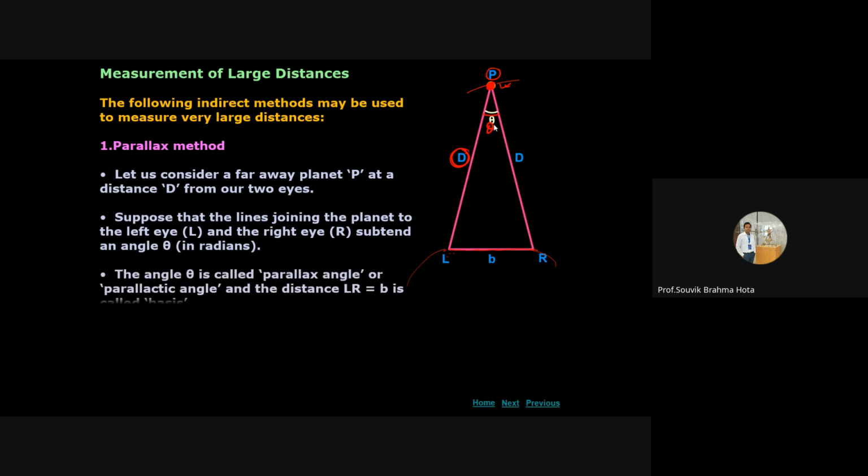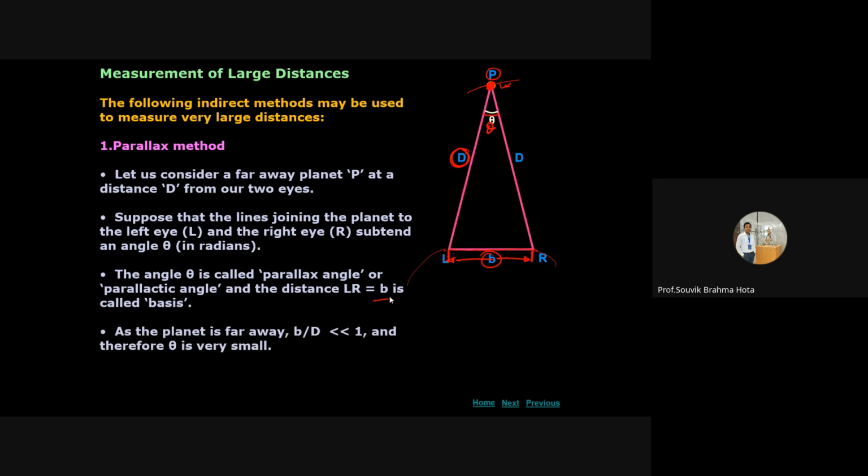Therefore you will get this triangle. Now the angle theta is called parallax angle or parallactic angle, and the distance LR means the distance from this point to this point. This is LR, which is given here as B. The distance is given as B, and B is known as the basis.